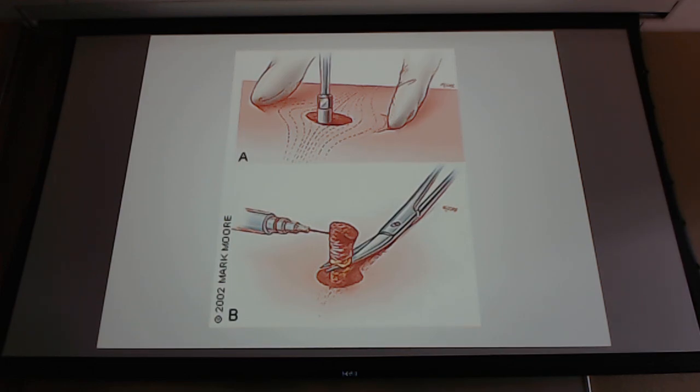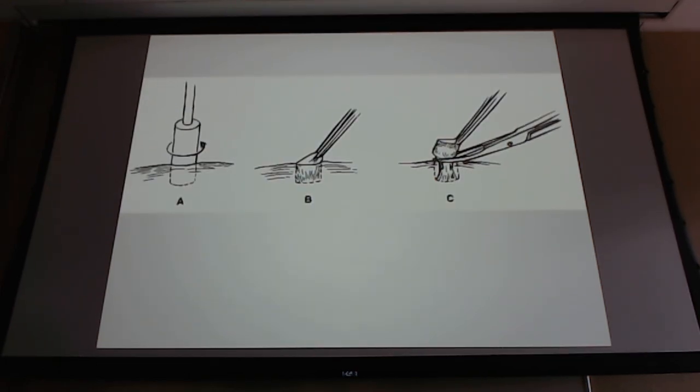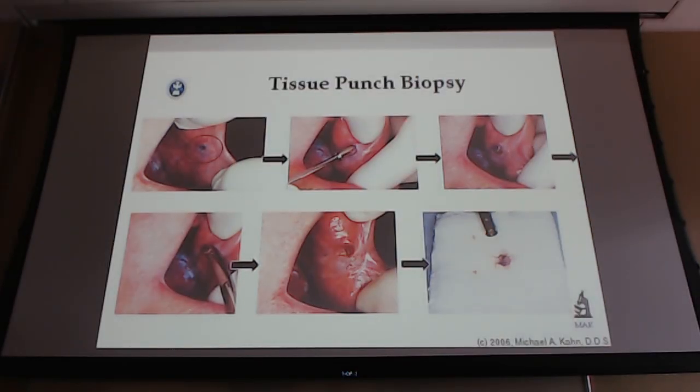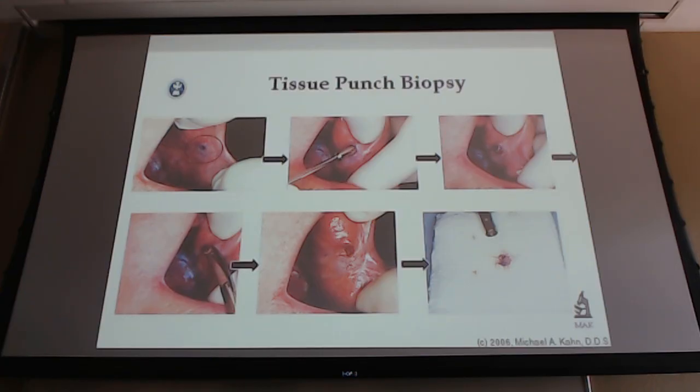Then we're going to raise it up, snip it, cut it, shave it. More pictures again. You can see where they had already marked it. That helped them to determine the size of the punch that they're going to use. Then they pop it and get it out.